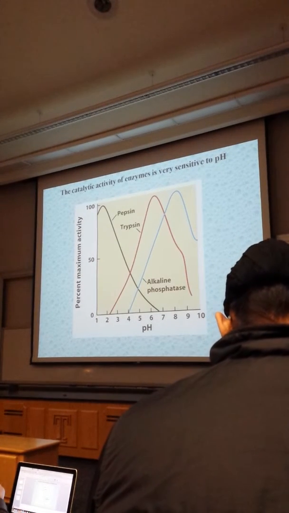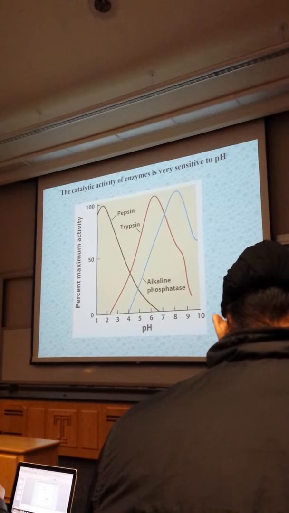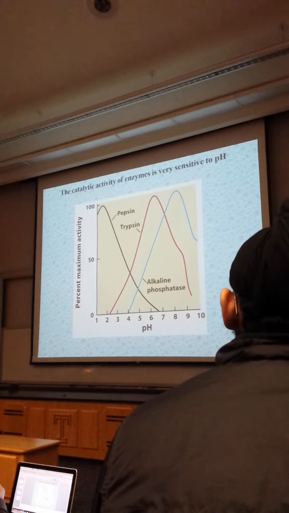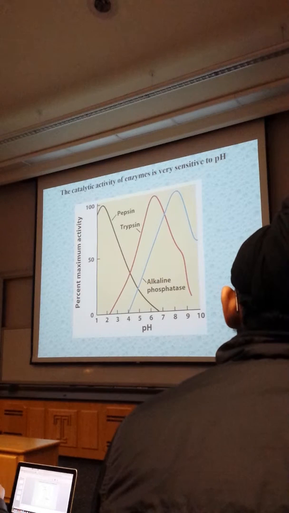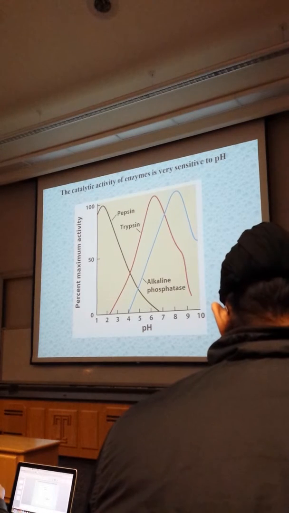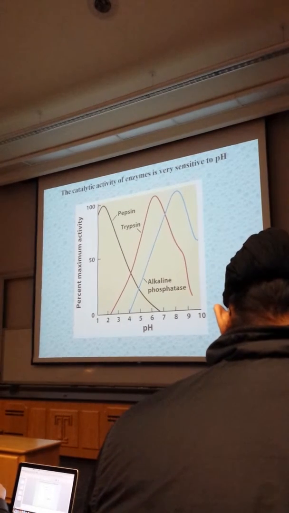See a particular pH, that's usually where the proteins that function in that region work best in. Okay? What is the function of trypsin? Trypsin is what we call a protease. It breaks apart proteins after certain amino acids. Same thing with pepsin. Pepsin also breaks apart proteins.